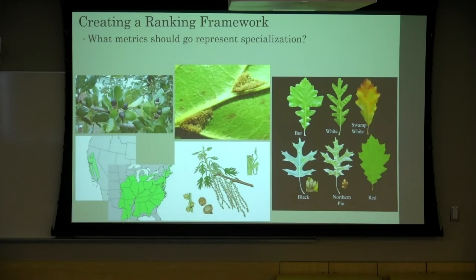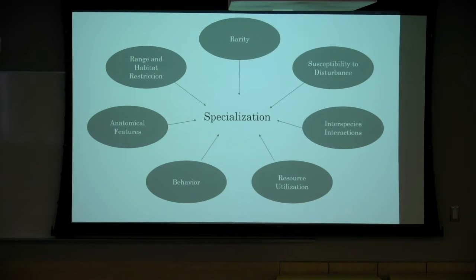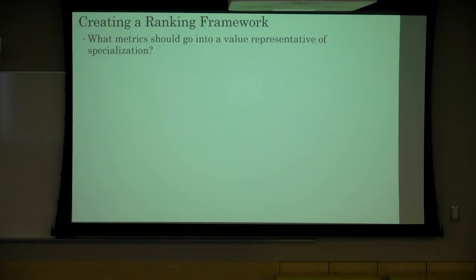So now that we had our study system, we kind of had to figure out, well, what do we actually want to measure, right? We know we want to do oaks, but there's so many different features about oaks that you could look at. How do you narrow it down in a way that's still practical, but doesn't lose its representation of specialization? Because remember, specialization is made up of a lot of different things, and we don't want to mitigate that, but we don't want to make our system super convoluted either.